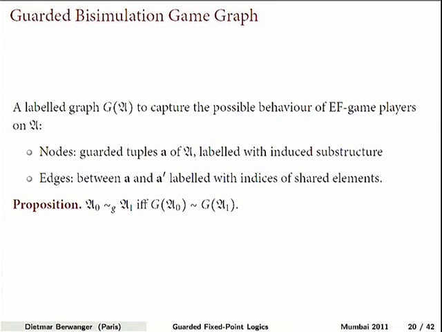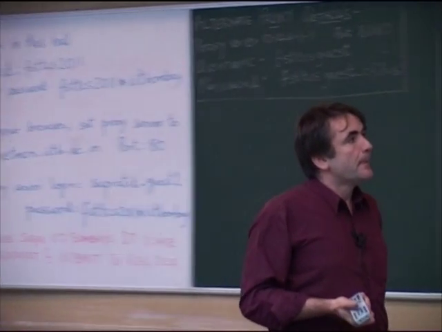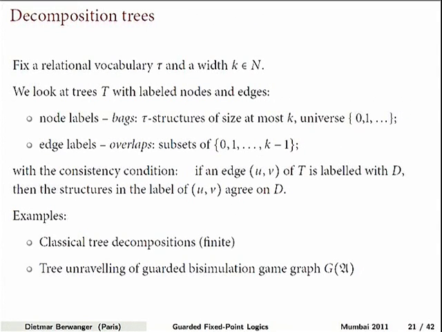Now it turns out that if you have an Ehrenfeucht-Fraïssé game between two structures, and you take their game graphs, the graphs constructed in this way, then you have guarded bisimulation between the complicated structures if and only if you have traditional bisimulation between the game graphs. This will be useful in a while. Once we have a traditional graph representation, it's not really our structure, not the guarded structure, it's only the representation of the Ehrenfeucht-Fraïssé game on this structure, this guarded bisimulation graph.